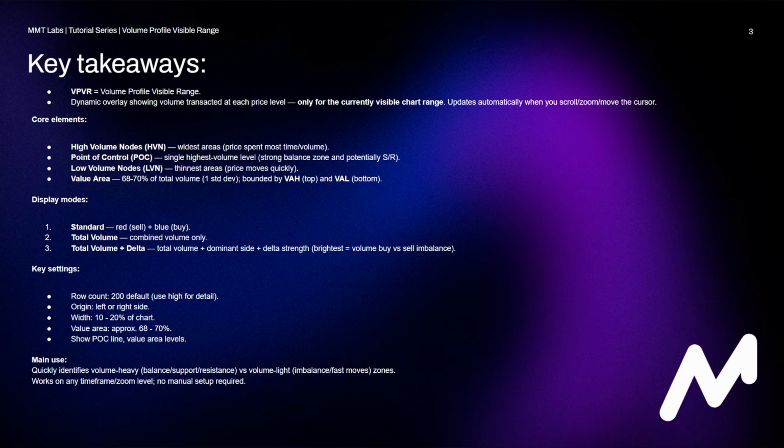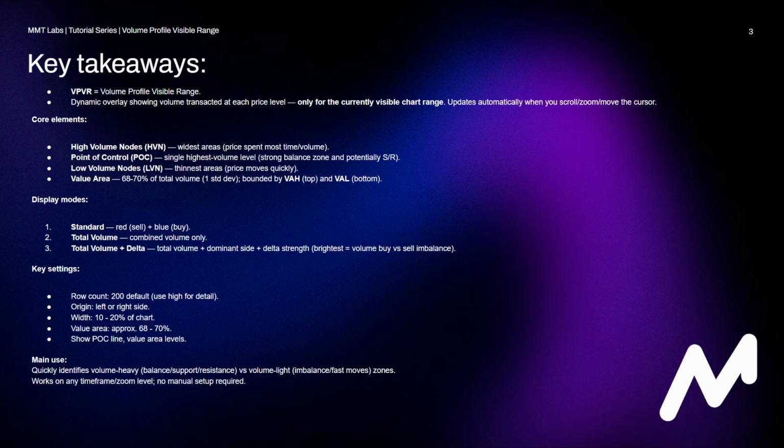For recommended settings, I'd suggest the default row count of 200 or higher. The origin can be on the left or right depending on your personal preference, with 10 to 20% of the chart. For the value area, 68 to 70% is the institutional standard, and also enabling the point of control in value area levels is a good idea.